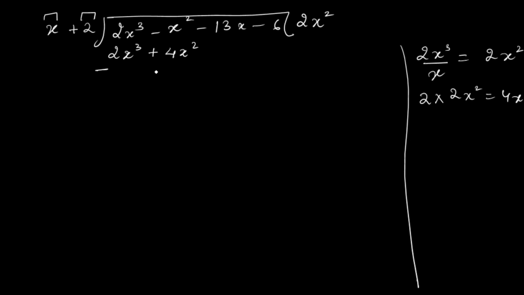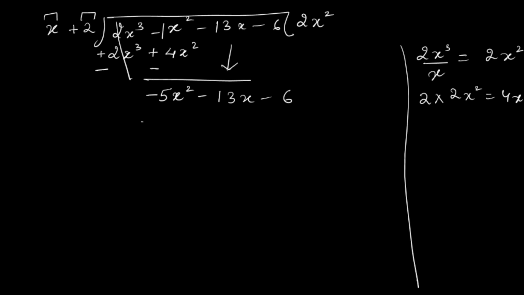Now we have to change the signs. This plus will be changed to minus, and this plus will also be changed to minus. Minus minus is plus, so minus 1 minus 4 is minus 5. Minus 5x square minus 13x minus 6. All the other terms I brought down. Now the same process will repeat.